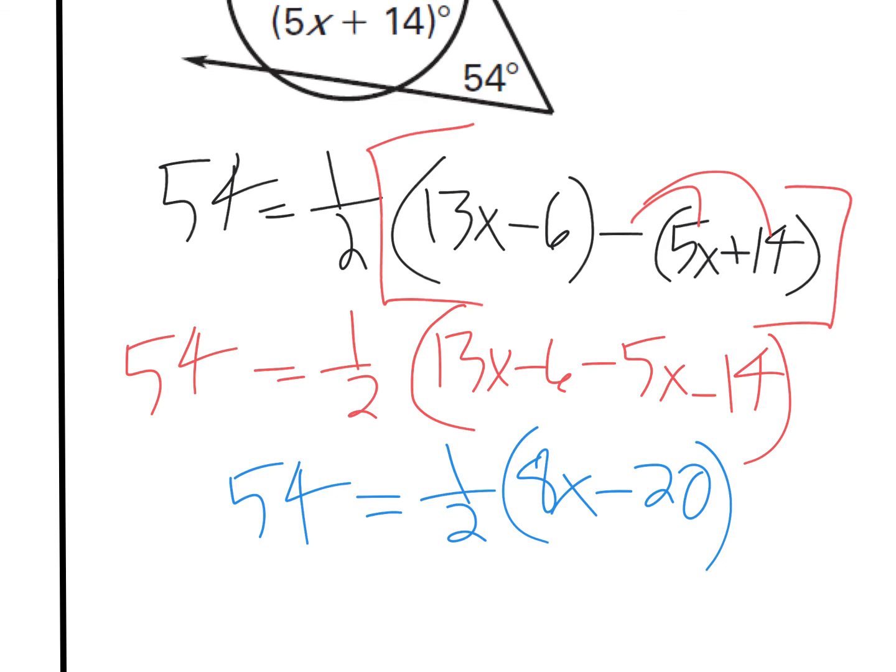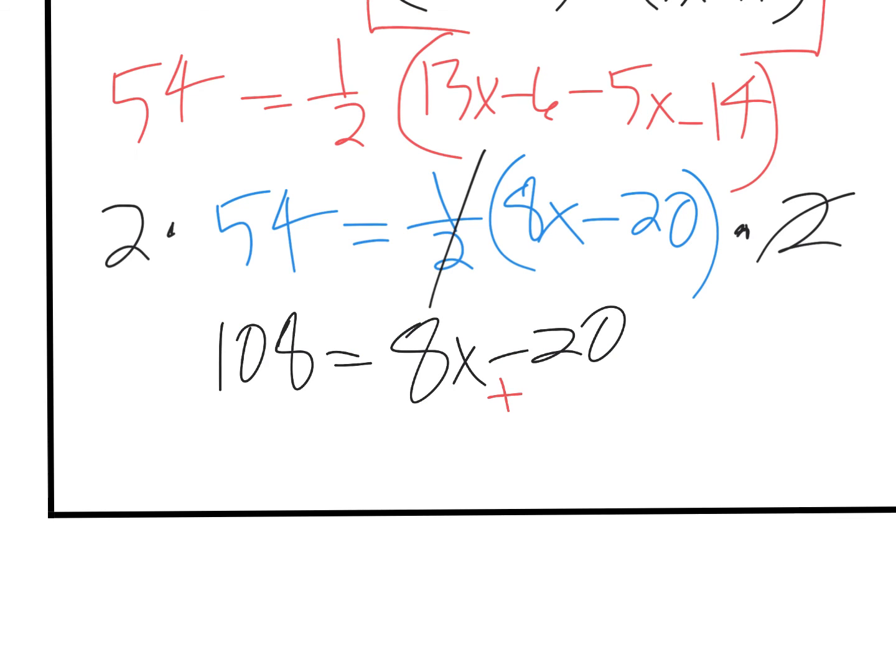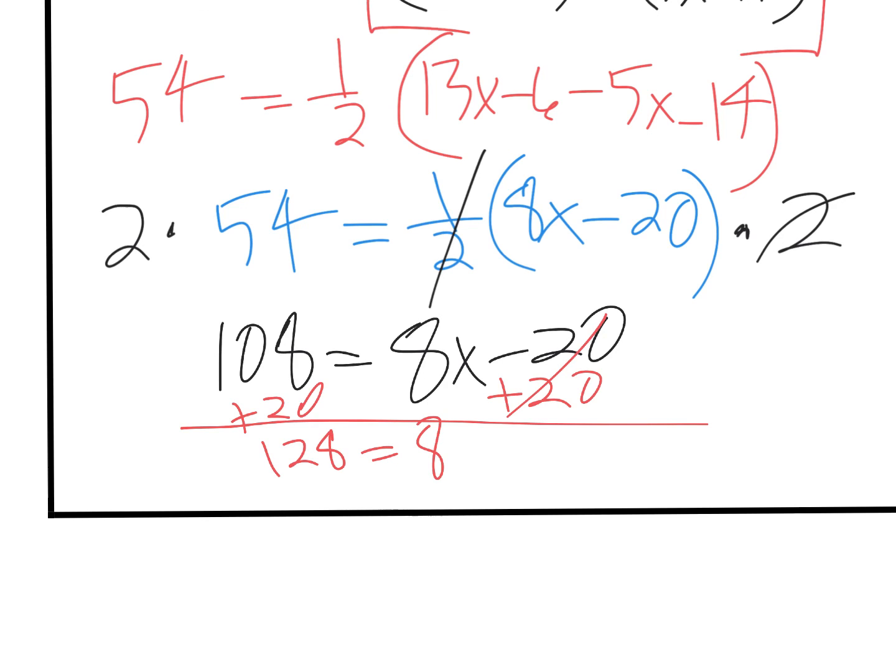So at this point, I'd like to get rid of that 1/2. So I'm going to flip it and multiply both sides by it. So multiply both sides by 2. And so that's going to give me, let's see here, 54 times 2 is 108. And that's going to equal 8x minus 20. I'll add 20 to the other side. And 108 plus 20 is 128 equals 8x. So I'll divide both sides by 8. And 128 divided by 8 is going to give me 16 for x.